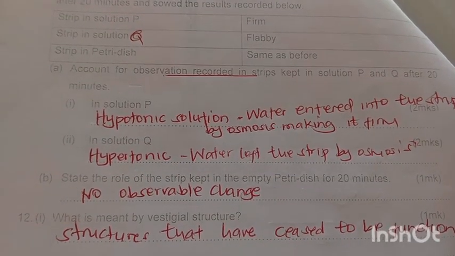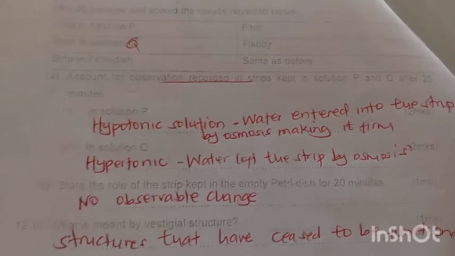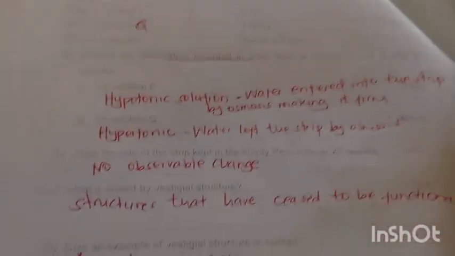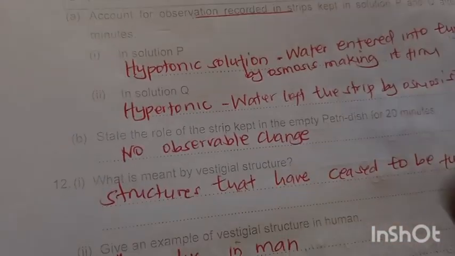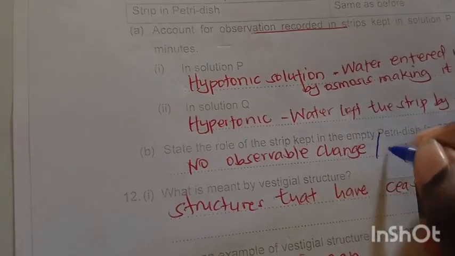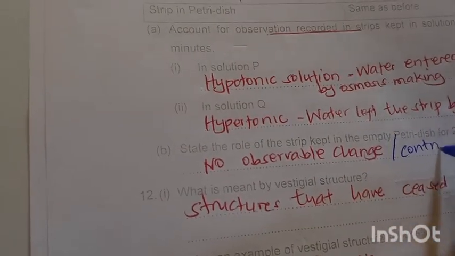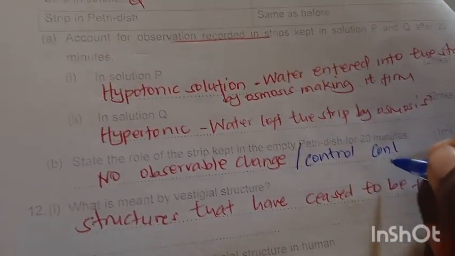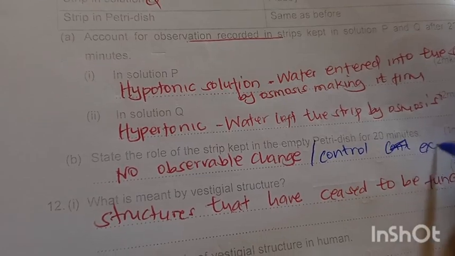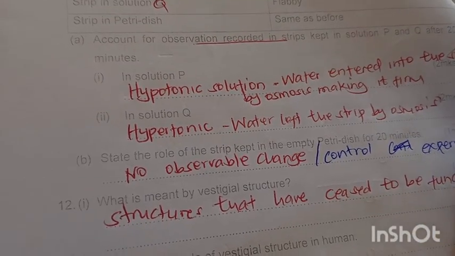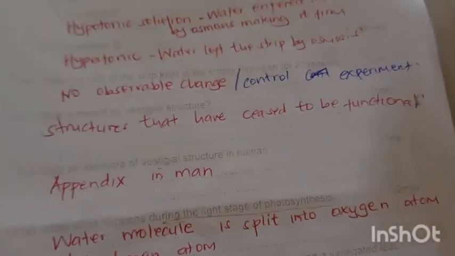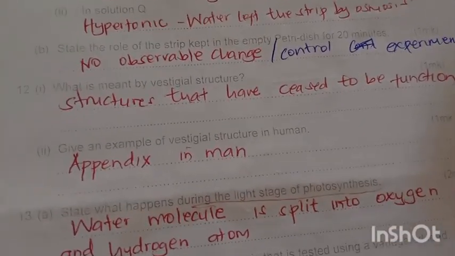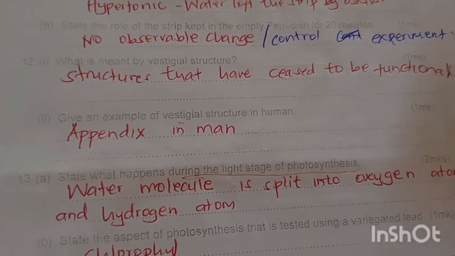The role of the strip kept in the empty petri dish. So this one, no observation was made. So this one is known as control experiment. It was to act as a control experiment. Control experiment. And then you are asked what is meant by vestigial structures.